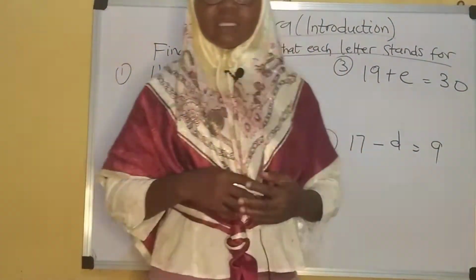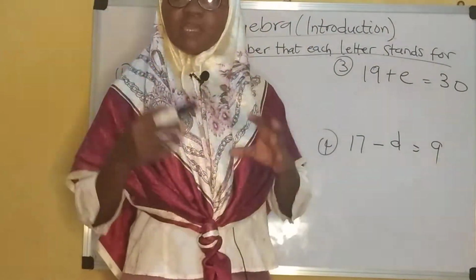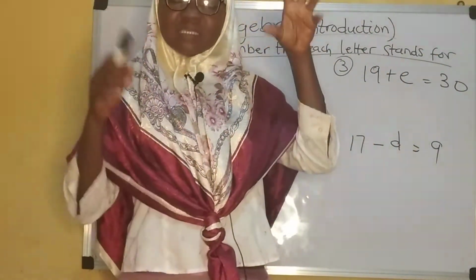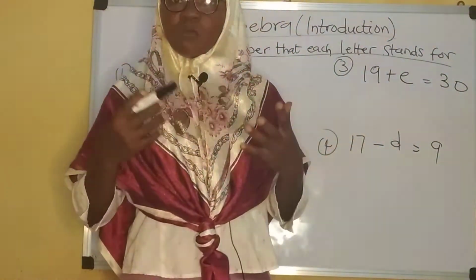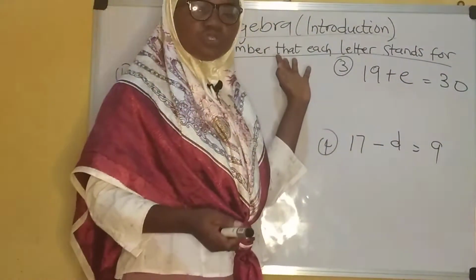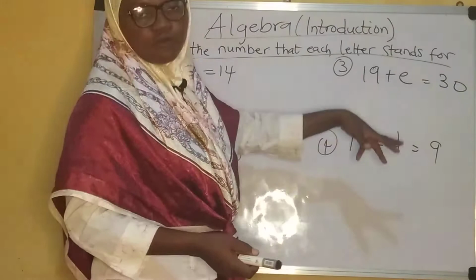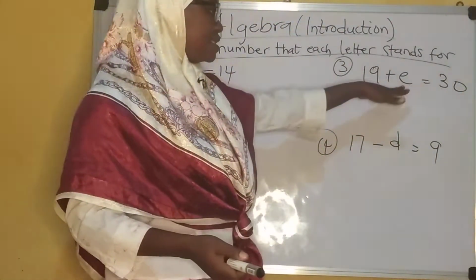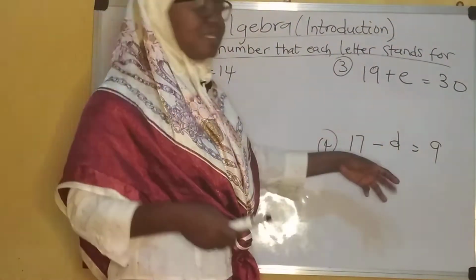My name is Bilkis. In the last class, we were able to find certain values. We were given a particular number to use to fill certain boxes, such that we now calculate or compute for what the corresponding value would be. So today we'll be looking at our introduction to algebra. So we want to find a number that each letter stands for. Do you understand? Just like representing certain values with letters, and then after calculation you'll be able to know what each of these letters stands for.